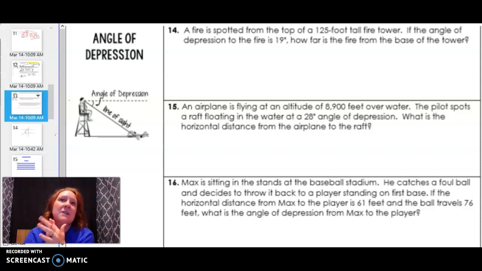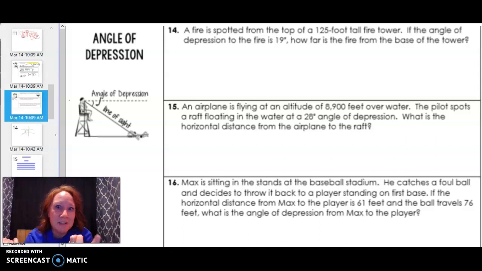All right, my people, so now we're going to look at angle of depression. Angle of depression is if you're sitting up high, say for example you're the lifeguard and you're looking straight out like this, angle of depression goes down. Maybe you've been up, like we go to Grand Rapids and there's a fire tower.